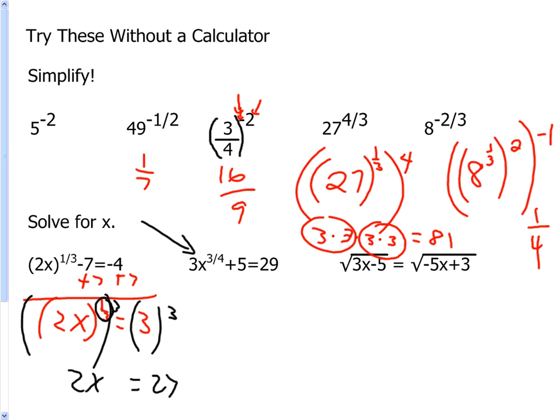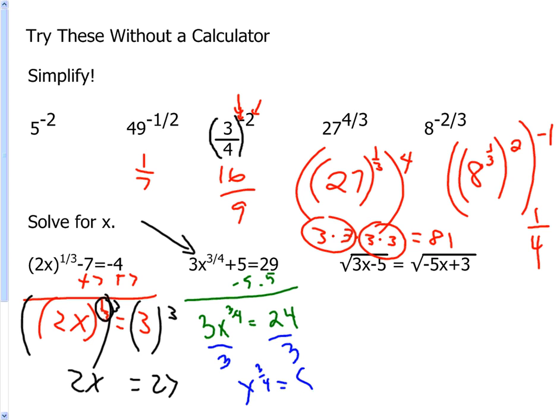So, Mr. T, tell me how to start. Subtract 5, and I've got 3x to the 3/4 equals 24. Now what? How come last time we didn't divide by 3? We did the power first. Last time it was in parentheses. Now it's not. Very good. Okay, so then it's x to the 3/4 equals 8.